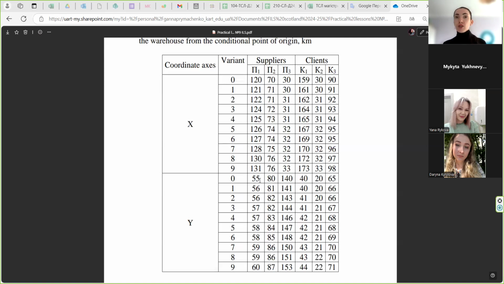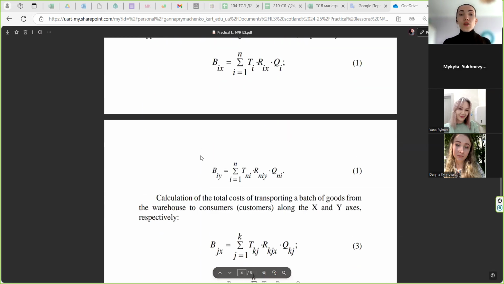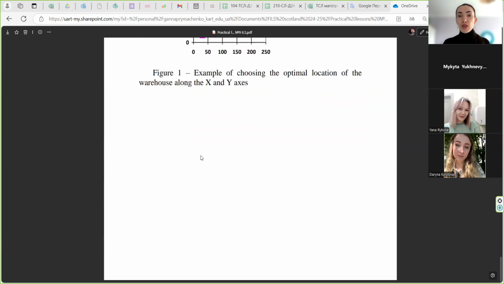If you have some questions by your variant, please ask me or write in our chat. Can you please show an example of the graphic again? Please repeat your question also. If you can show again the graphic. Oh, yes, I can show. One minute, I show the picture and come back to our table.